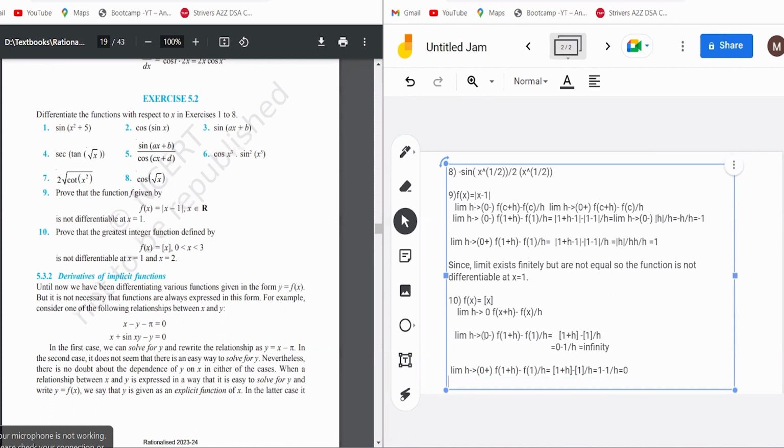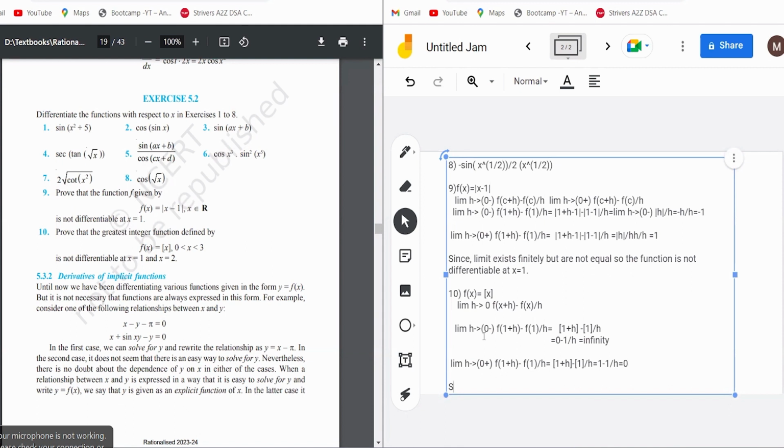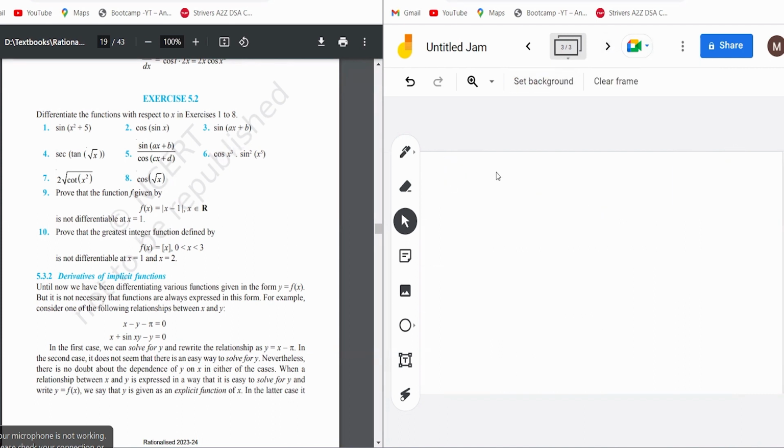Okay. So the function is not differentiable at x equal to 1. Simple. Now we have to do for x equal to 2. So let's move to the next page. x equal to 2. Yes, x equal to 2. So for x equal to 2, again we will do the same thing.